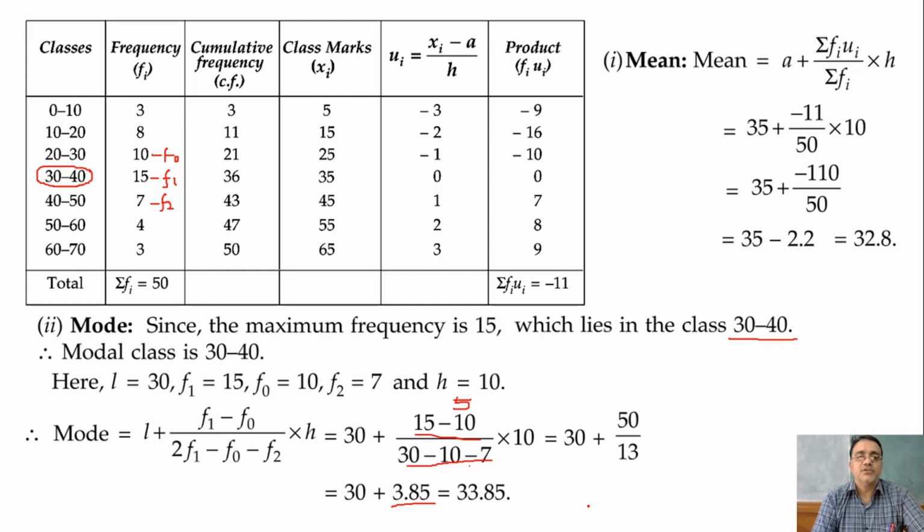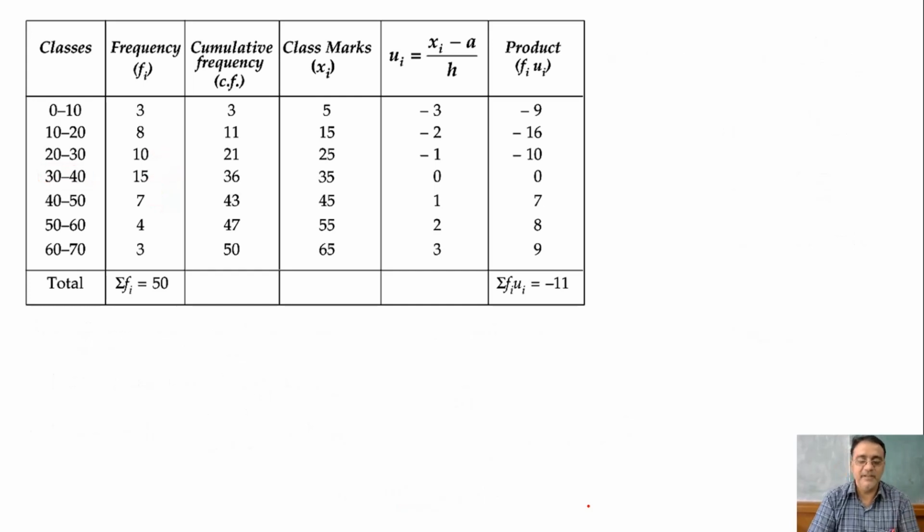Okay. So now we'll move towards the next part, that is the median we have to find. So for the median, what is the value of n? 50. n is 50. n by 2 is 25. So the nearest cf to 25 that is greater, which one is it? 21. So the class after 21 will be the median class.